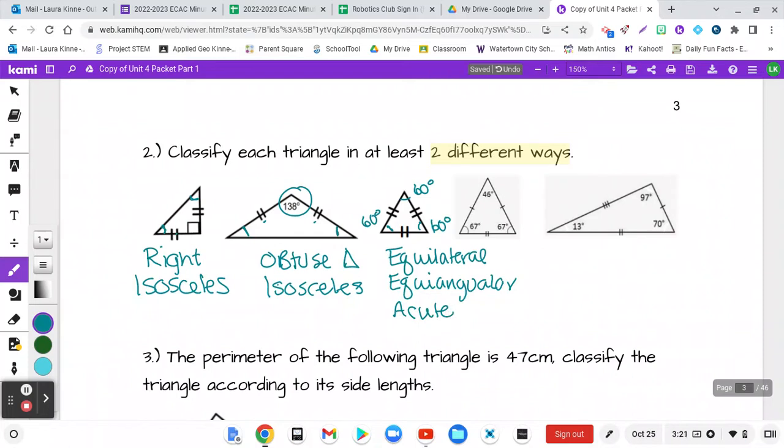Okay, next one, if you look at all three angles, they're acute. And we have two congruent sides, and notice the angles across from them are also congruent. So we have another isosceles.